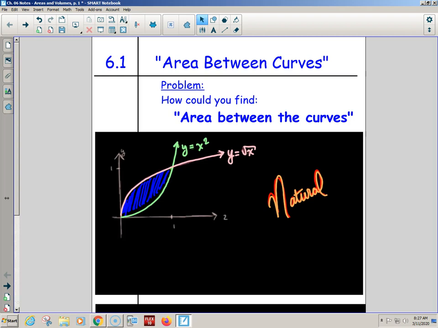So now all of a sudden we have some sort of enclosed region that is no longer defined by curve and axis, but curve and curve. Now, it very possibly could be curve and curve and curve, curve and curve and axis and axis. It could be a lot of different things that's closing it in. But it's no longer just a curve and an axis.